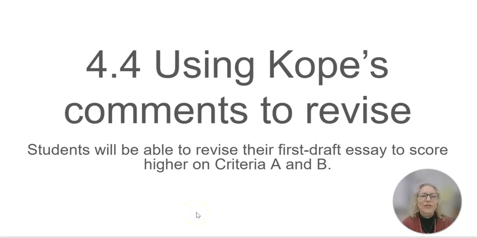Okay, it's 4.4, using Cope's comments to revise. Our learning objective is students will be able to revise their first draft essay to score higher on criteria A and B. So this lesson is designed for after your first draft essay has been graded, and now you're going to look at all the comments about criteria A and B, because remember that's all that I looked at, and make some changes to your essay to make it even better.